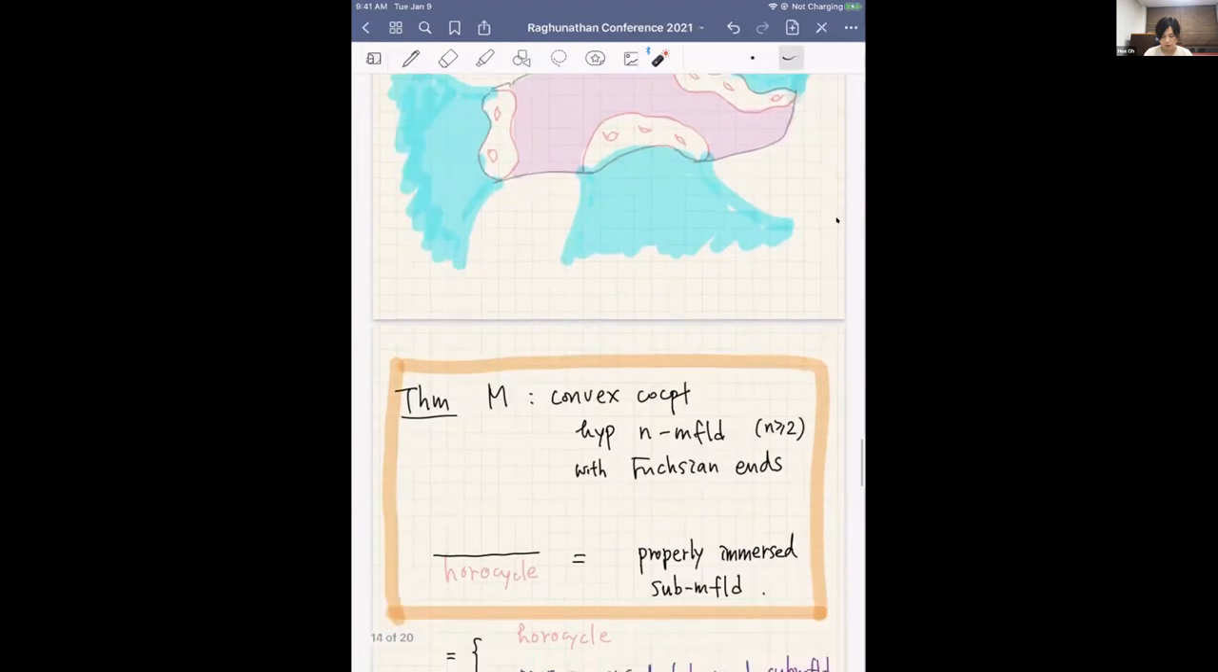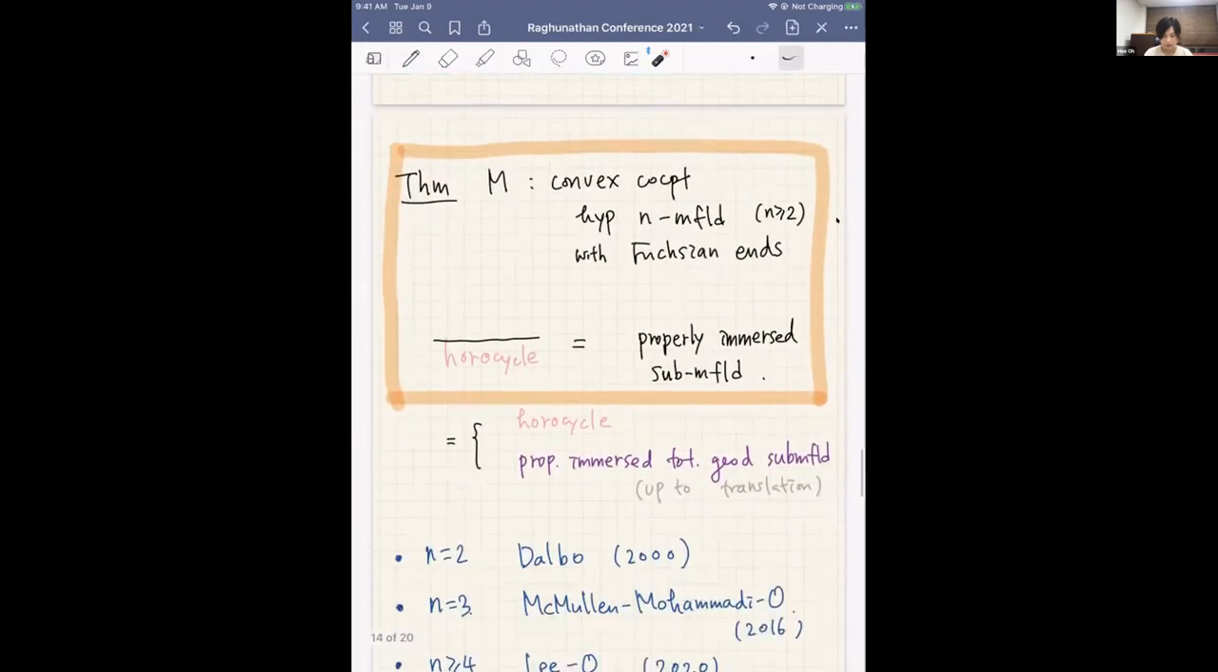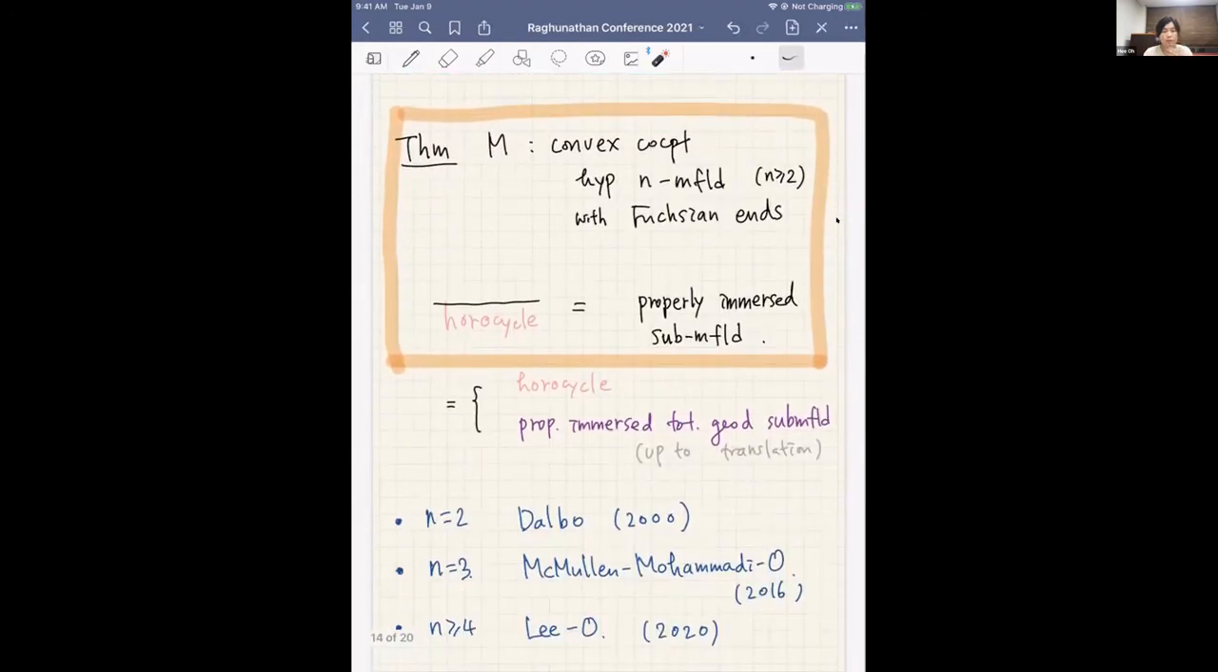Okay, so now I can state this theorem. Let N be any convex cocompact hyperbolic n-manifold, n at least two of course, with Fuchsian end. Again, if it's an empty Fuchsian end, it means it's a closed hyperbolic n-manifold, and if it's a non-empty Fuchsian end, then it has infinite volume. Then the theorem is that the closure of any holocycle is again a properly immersed hyperbolic submanifold.